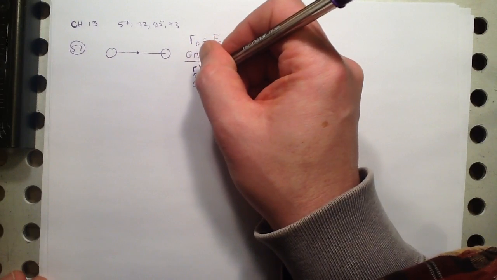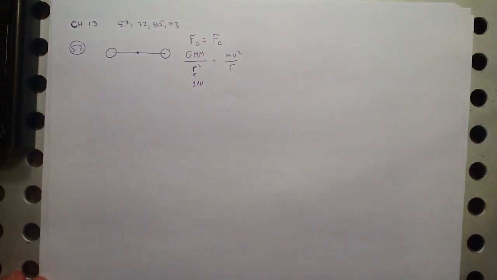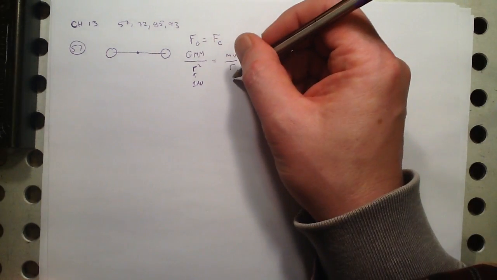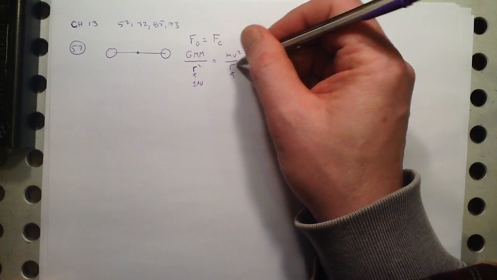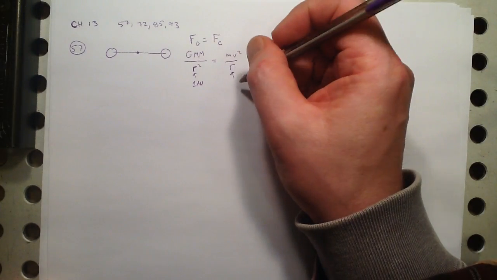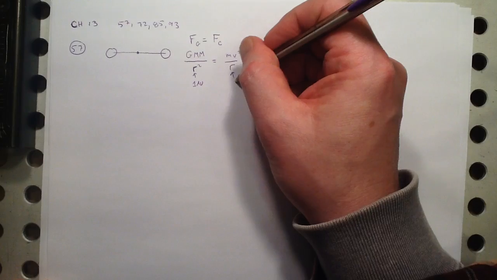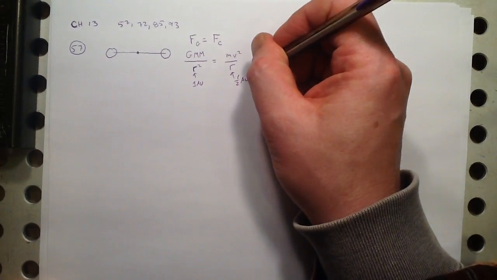So that's one astronomical unit. And this R here, this is m v squared over R for something moving in a circle. So this R is 1/2 of an astronomical unit.